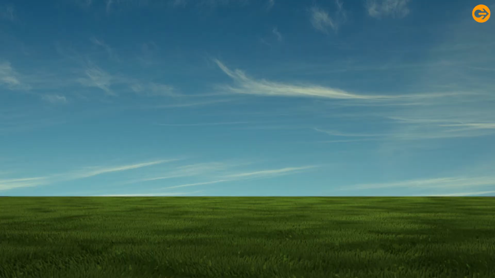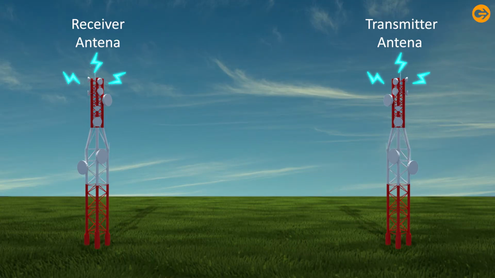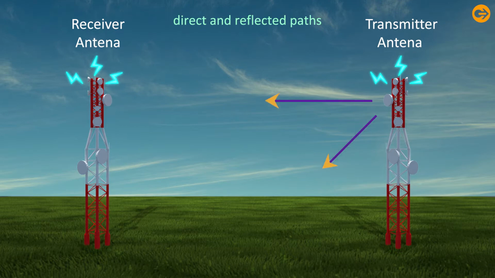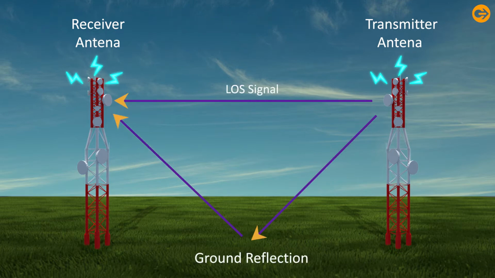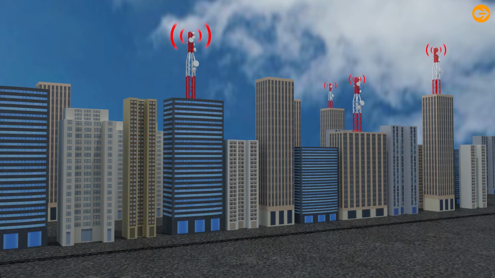To prevent this problem, a model is introduced which is based on geometric optics and considers both direct and reflected paths between transmitter and receiver. This model is known as the two-ray ground reflection model. Now let's talk about the theory. This model is found to be reasonably accurate for predicting the large-scale signal strengths over a distance of several kilometers.